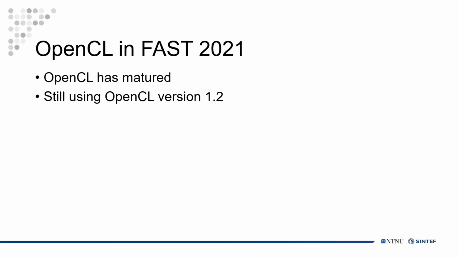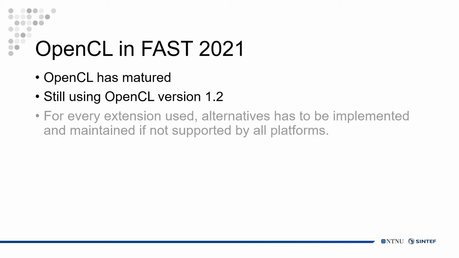Hopefully, with the launch of OpenCL 3.0, we will be able to get some of the functionality of version 2 into FAST as extensions. But for every extension used, alternatives have to be implemented and maintained if the extension is not supported by all the major platforms. This is a big challenge when working on large software frameworks.